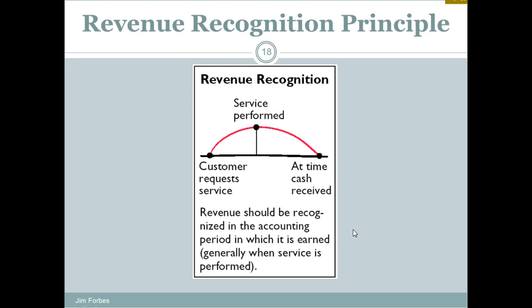Again, let's look at revenue and expense recognition. When do you record it as an actual revenue or an expense? And again, it's not when the customer orders it, it's not when it's billed, but when the service is performed or the product is delivered. And that becomes very important. For instance, revenue recognition. This concept has significant abuses in the industry.